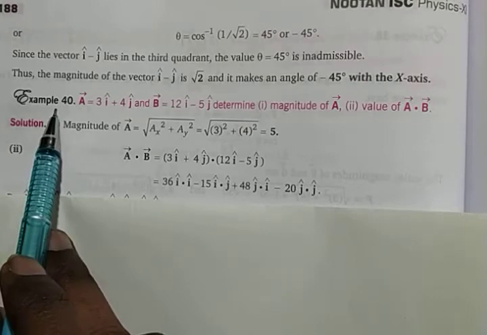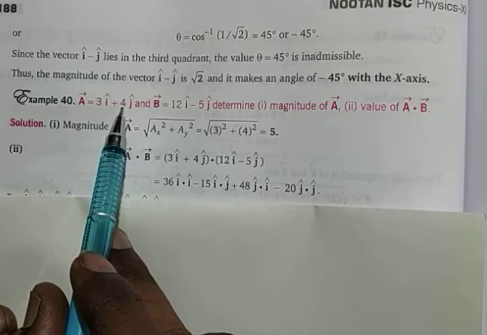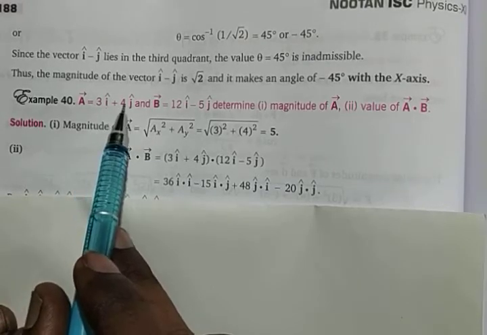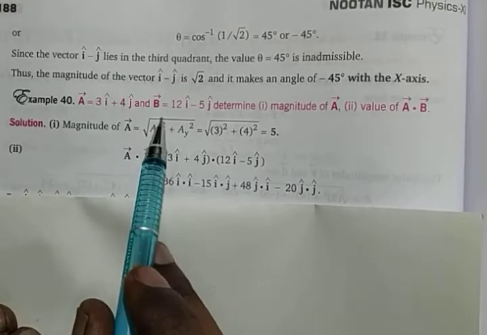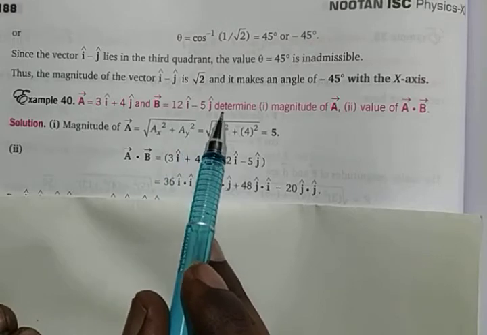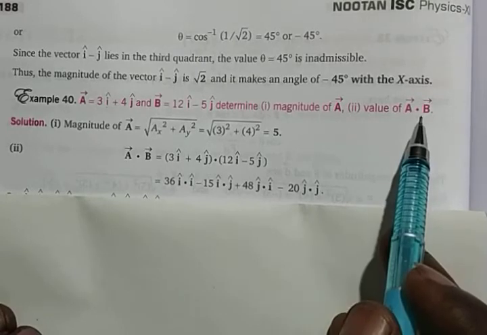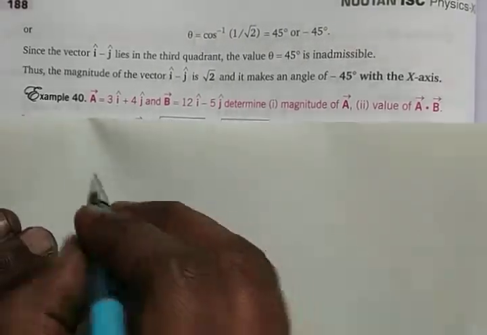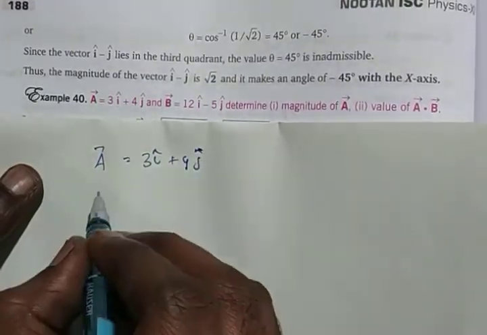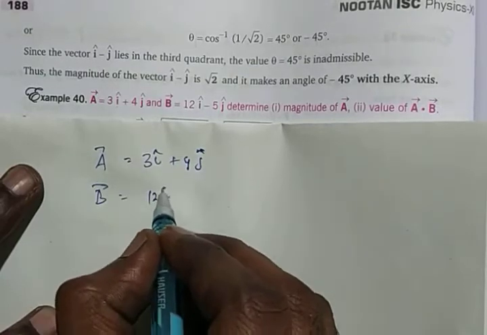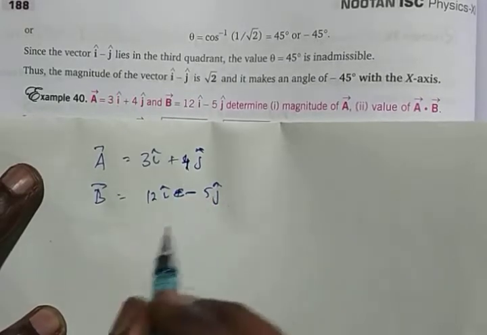So, example number 40. It has two vectors: A vector is equal to 3 I cap plus 4 J cap. We already saw I cap means x axis, j cap means y axis. So A has two components here. B vector is equal to 12 I cap minus 5 j cap. Determine the magnitude of A and the value of A dot B. How do we do this? First of all, write down A vector equal to 3 I cap plus 4 j cap, and B vector also, 12 I cap minus 5 j cap. So these are the two vectors.